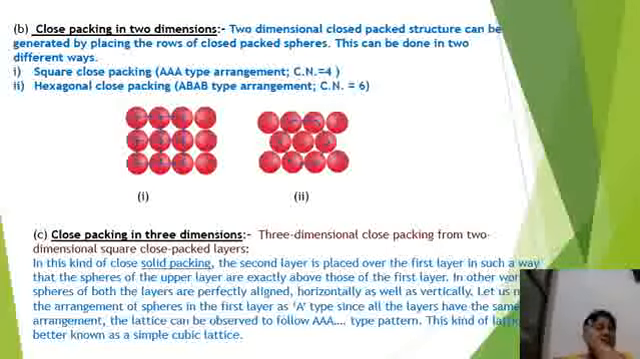Next one is close packing in two dimensions. Two dimension means on x and y, two axes, or x and z, any two axes can be there. Okay. In two dimension close packing, there are two forms, square and hexagon. Square close packing will be AA type. AA type, what do you mean by AA type?